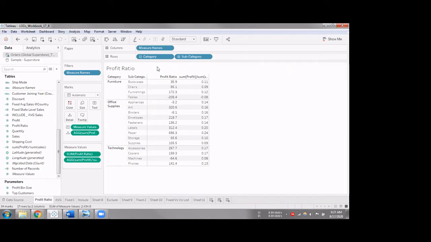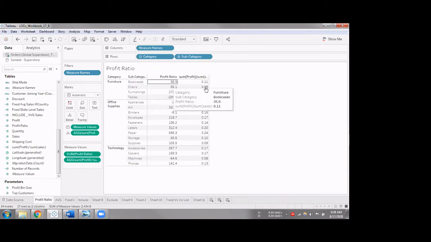So this also brings us to another concept. We just saw the level of detail of the data source. Now what is this number? I know this is aggregated, but at what level is it aggregated? It is aggregated at the bookcases level in furniture, and likewise for all other categories. How does this calculation know that it has to aggregate at the bookcase level?